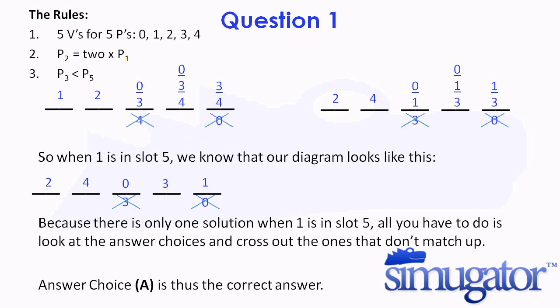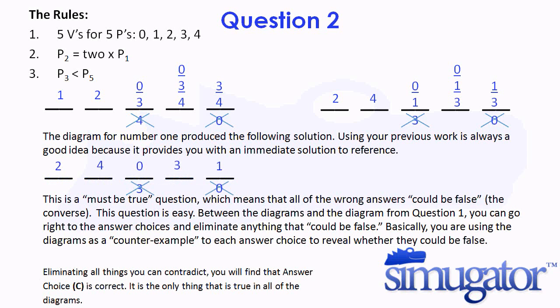So the diagram looks like this. So we know when 1 is in slot 5, the diagram must in fact look like this. This is the only solution. So all you have to do is look at the answer choices, cross out the ones that don't match up to this diagram. And when you do that, you'll find out that answer choice A is the correct answer.